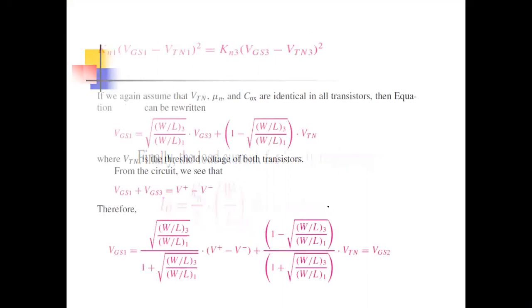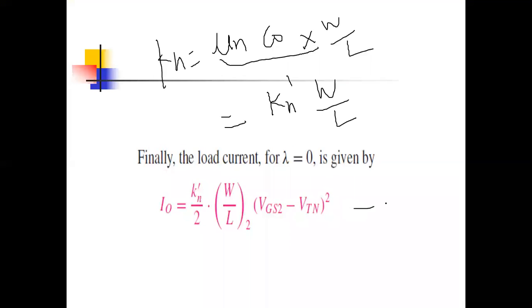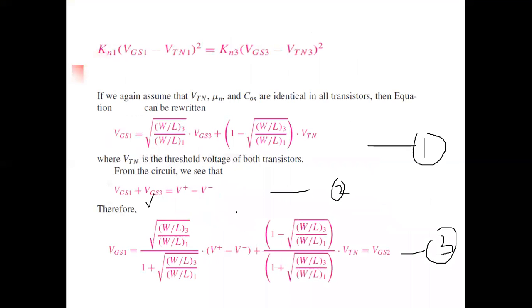Now put the value of VGS2 from VGS1 equals VGS2. Put the value of this. This is your equation 3. So put the value of VGS1 from equation 3 into equation 4, then you will have I naught. What you have to do is put the value of VGS2 from this equation into this. Suppose all the W by L are equal.